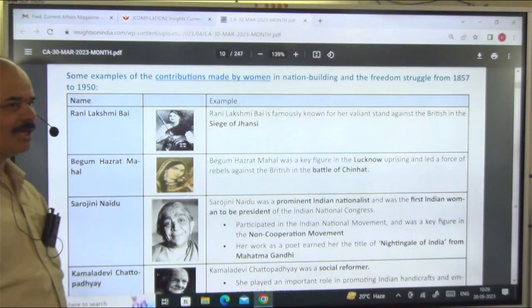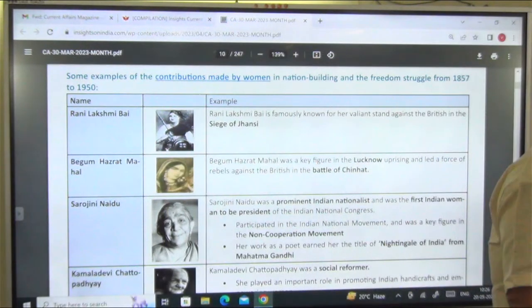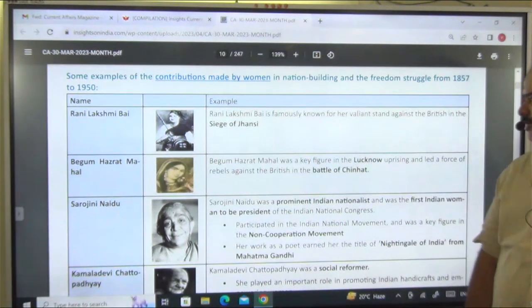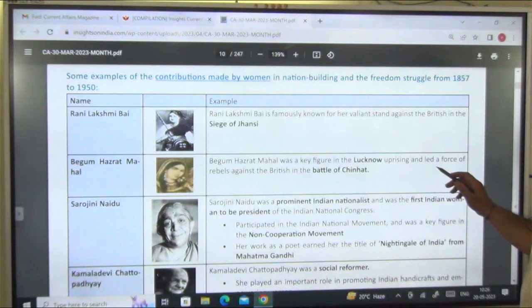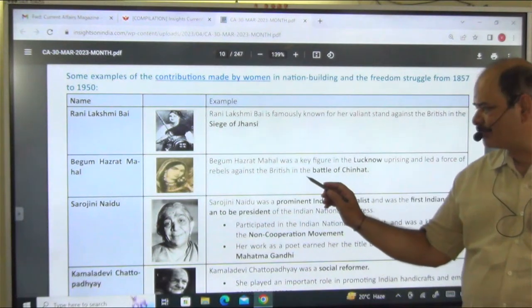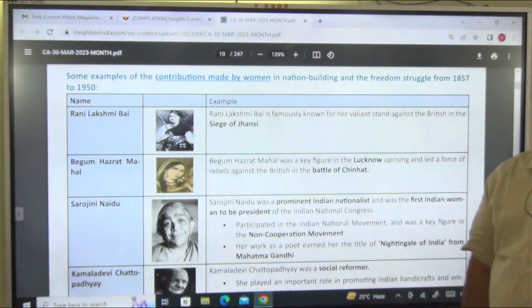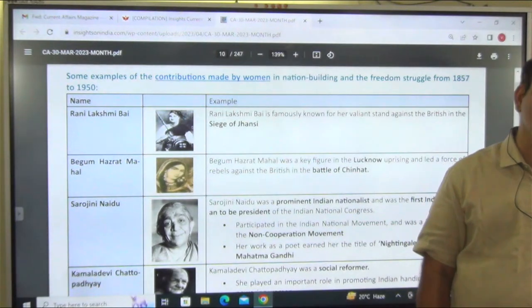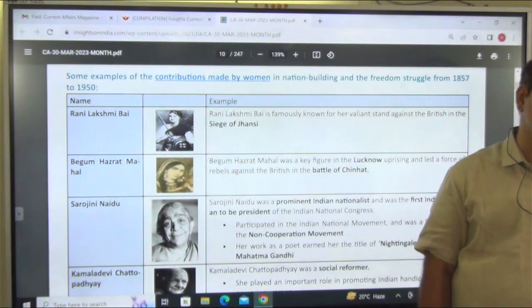So, Begum Hazrat Mahal, you know, was the widow of the deposed ruler, Wajid Ali Shah. Begum Hazrat Mahal was a key figure in the Lucknow uprising and led a force of rebels against the British in the Battle of Chinhat. We never encountered this in our routine classes. History is vast. Maybe history is more voluminous than the size of the universe.